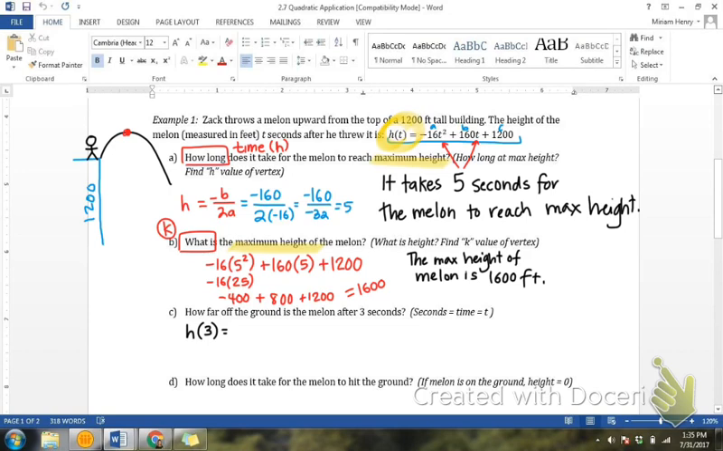So now we're plugging our 3 in. Negative 16 times 3 squared plus 160 times 3 plus 1200.